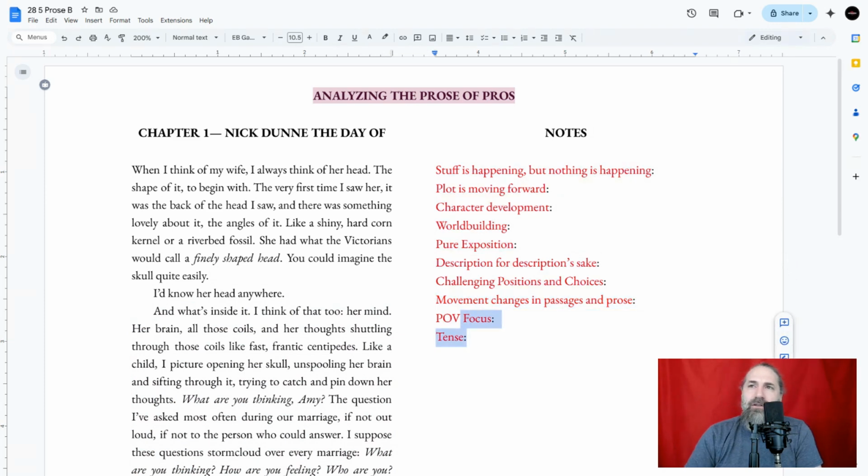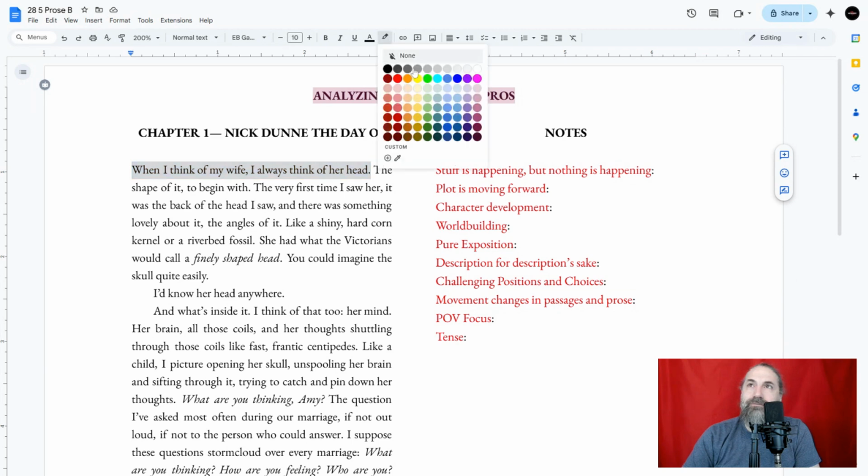Okay. And then what is the tense and what is the POV? This is something I talk about often, but I like that I get to actually show what I mean. So let's start off with the first sentence.